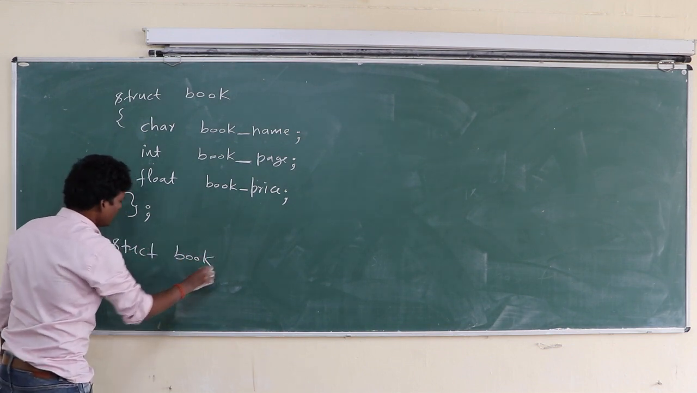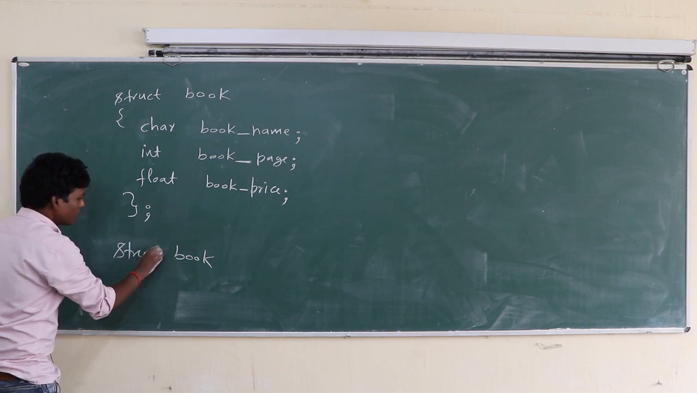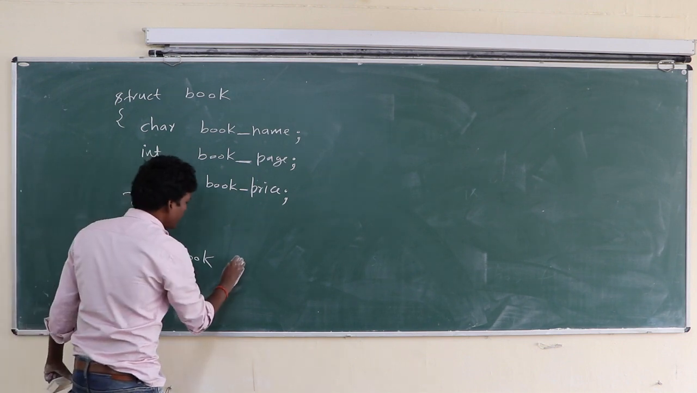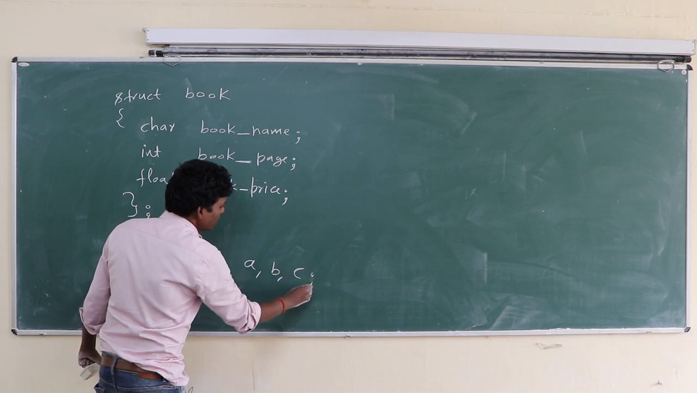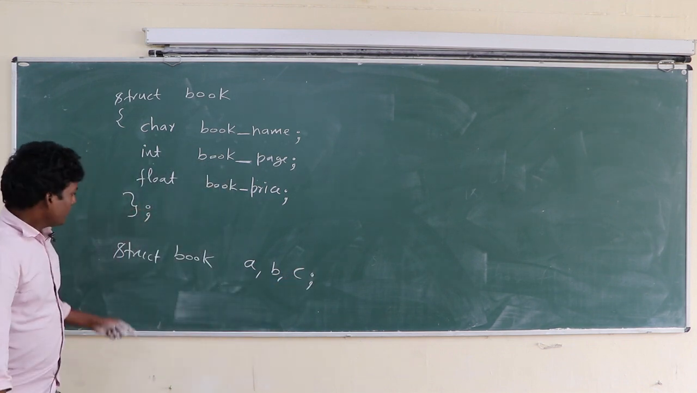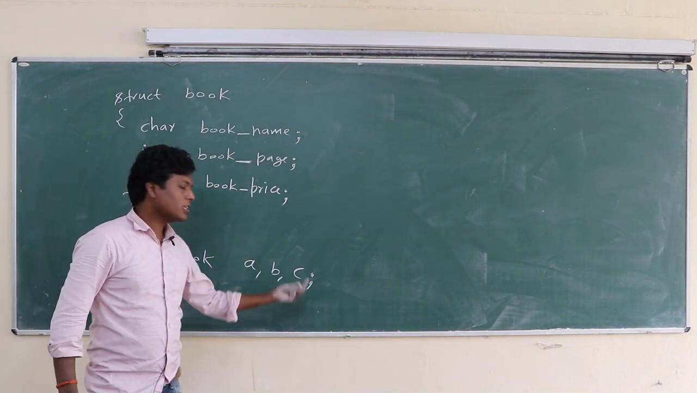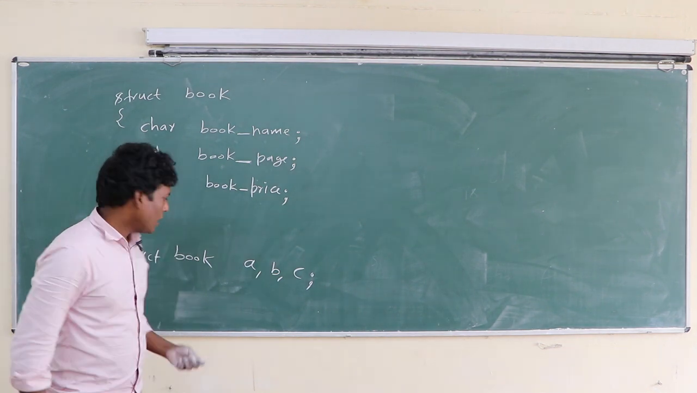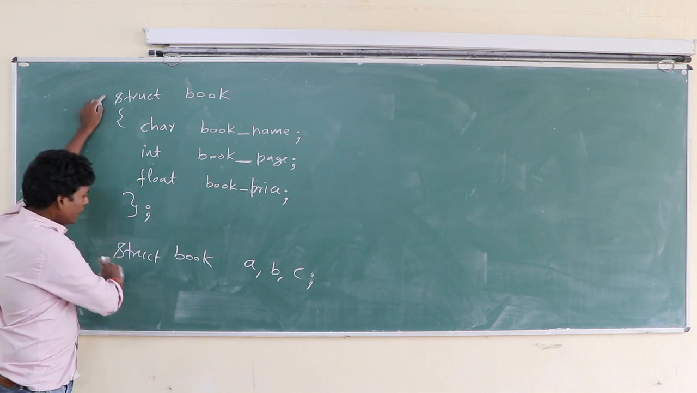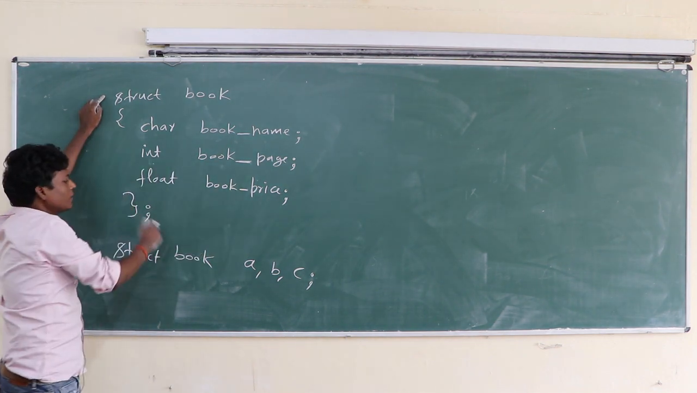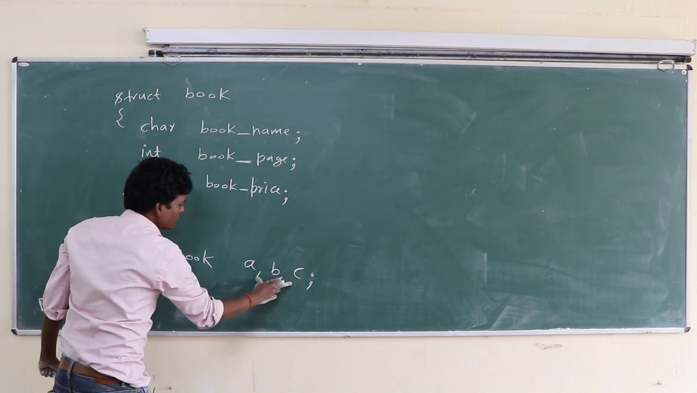And this struct book is a data type. Struct book is a data type. Here now you can declare A, B, C. Class, this is the data type, these are the variables. So A, B, C are the three variables of this type, and struct book is like this. So this is the data type, and A, B, C are the variables. A, B, C are structure variables.